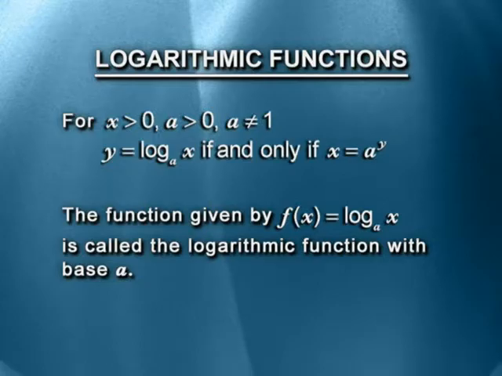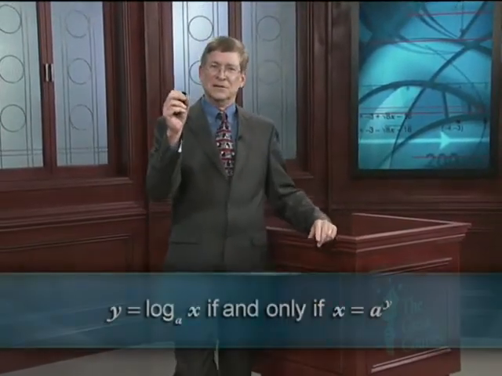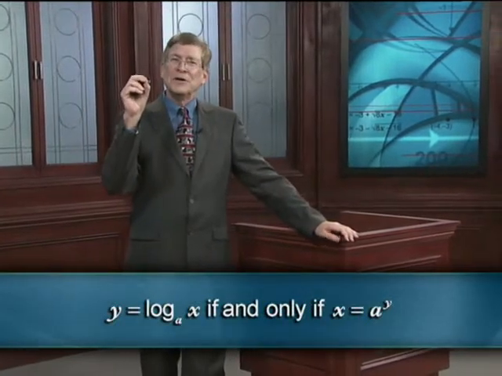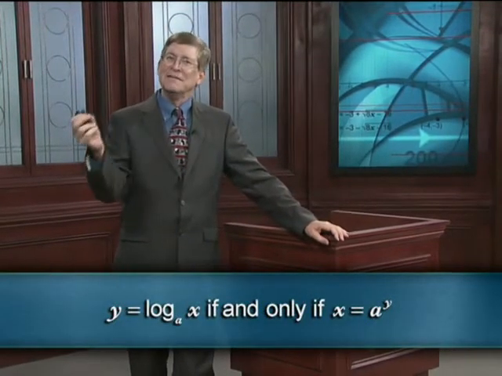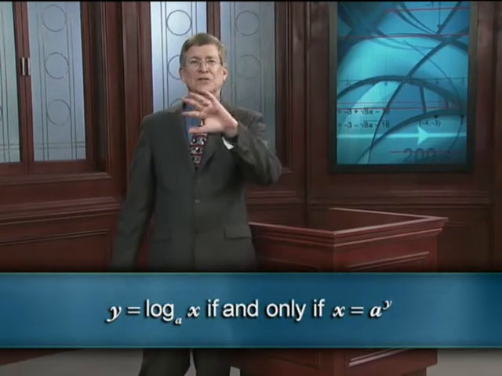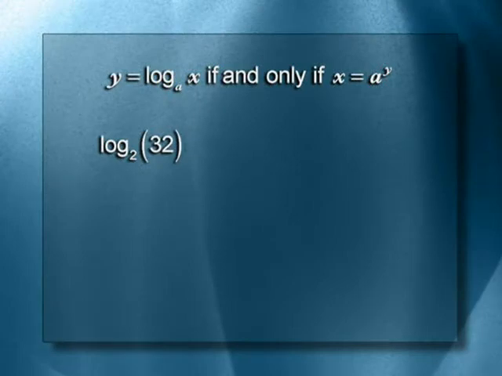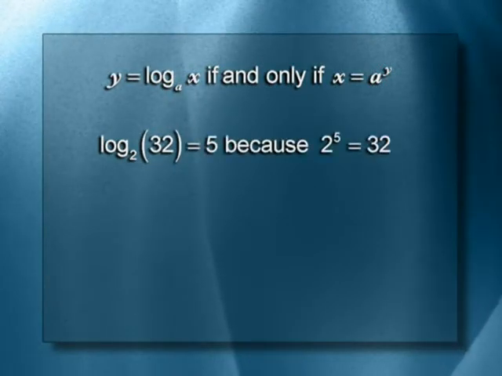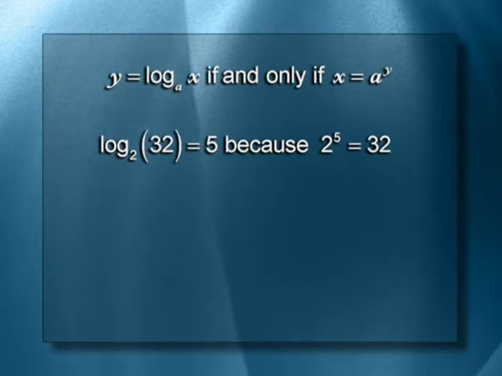Let's do some computations. Let's play with logarithms for a moment. And remember, the key is y is log of x to base a if and only if x equals a to the y. Watch the interplay of these numbers. What's the logarithm to base 2 of 32? Well, I claim it's 5, because if I go over to exponent land, 2 to the 5th equals 32. Notice that logarithms are exponents, aren't they? 2 to the 5th is 32.